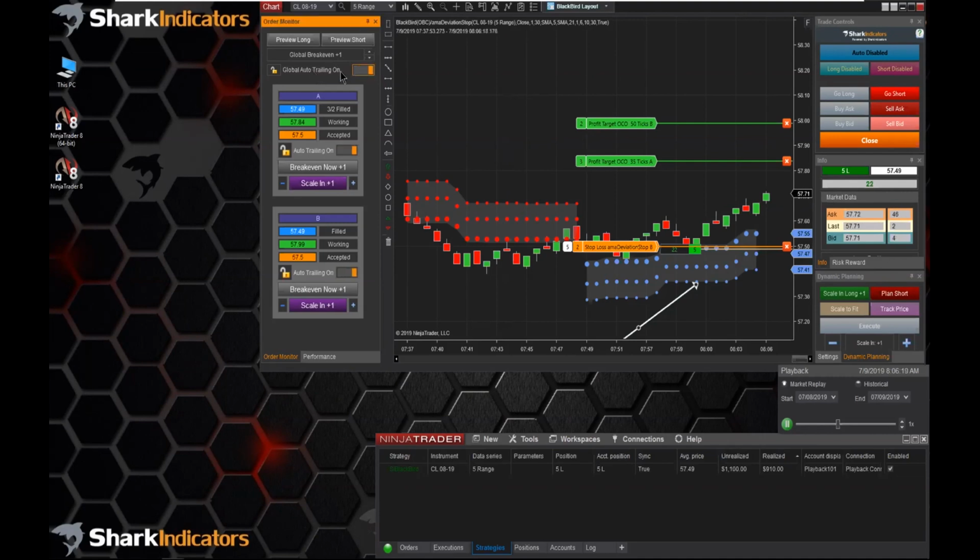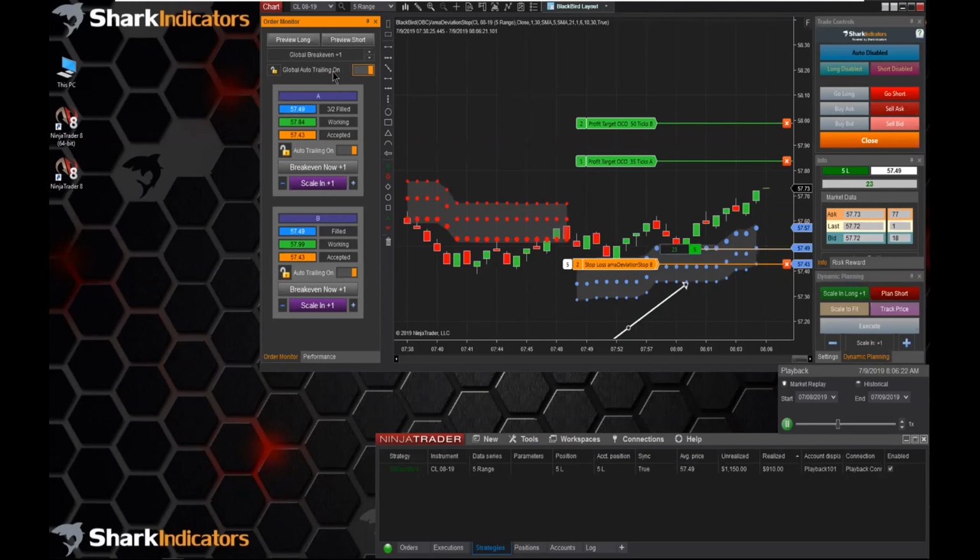If I want to, I can use the global auto trailing button up here and turn it back on, and it turns on the auto trailing for both of my orders. But you can see that you're in control of each individual order set. That's what we call these: order sets. When you have a profit target paired with a stop loss, that's an order set, and you have full control over each one and how you want to manage them. Also, in the purple there, you can see the scale-in buttons. If you like to scale in, you can definitely do that, and you can adjust the number of contracts to scale in as well.